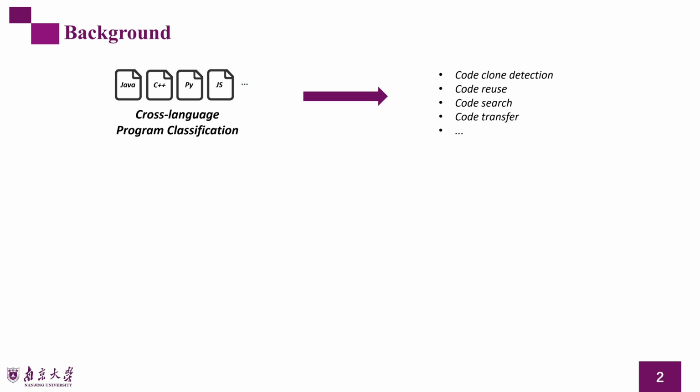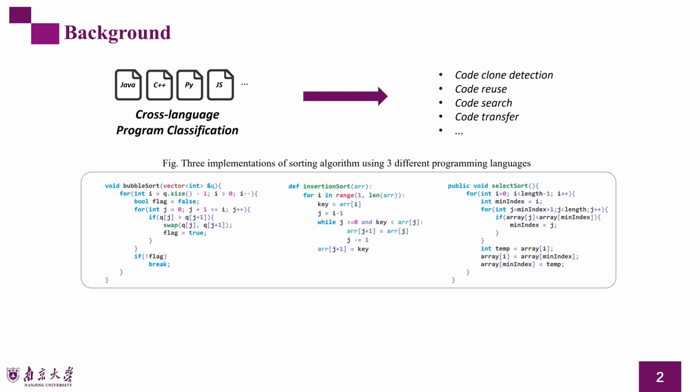Cross-language program classification refers to how programs written in different programming languages can be classified by their functions according to the structure and the semantics of their codes, and it can be regarded as a high-level abstraction of code, laying a foundation for various tasks related to source code comprehension, such as code clone detection, code reuse, etc. As shown in this figure, our purpose is to identify the algorithm implemented in these different programming languages as the same class, for example, the sorting algorithm.